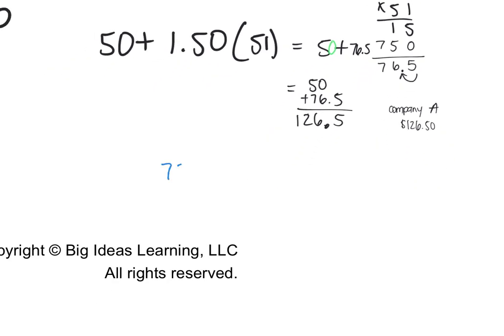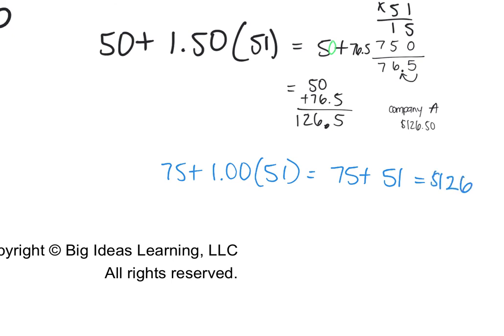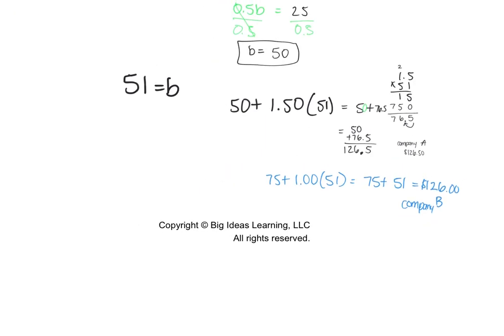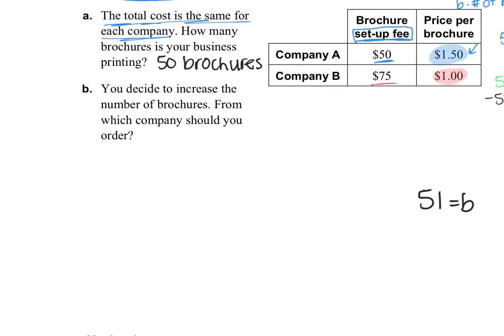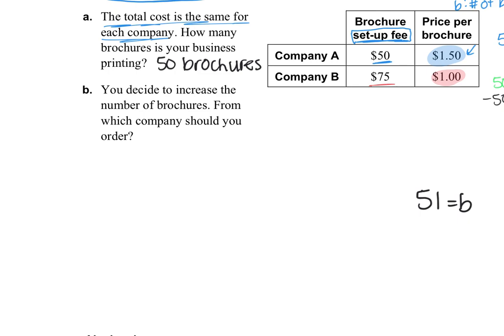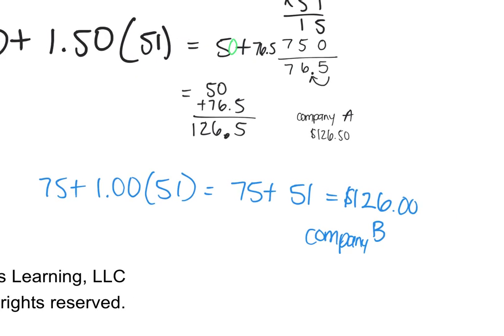Company B is going to be 75 plus $1 times 51 brochures. This is going to be 75 plus 51. This is going to be 126. So after 50 brochures, company B will be less expensive. And therefore, company B would be the option that we want to pick.